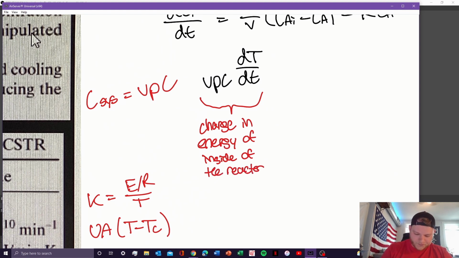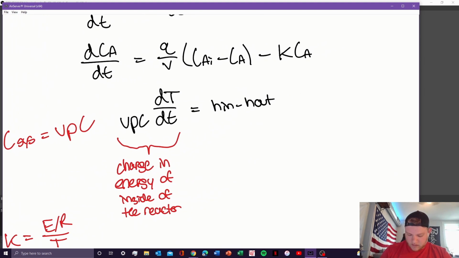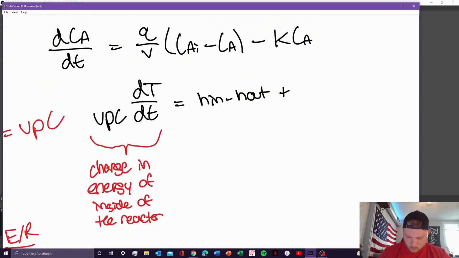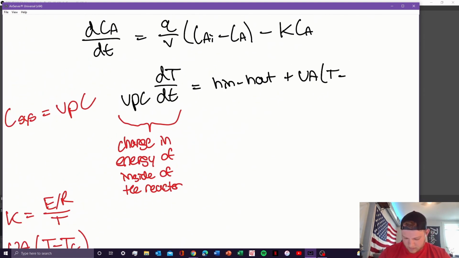Alright, here we go. That is then equal to the enthalpy inside minus the enthalpy outside, and then you also have to add the transfer of heat between the inside and the outside, or the cooling. So that is, where is it? We had it right here. U of A is T minus Tc.